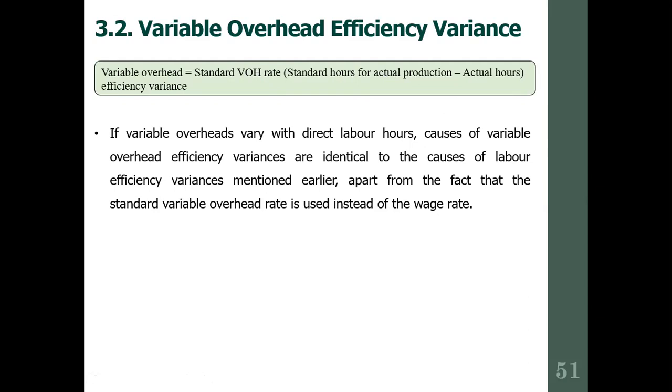If variable overheads vary with the direct labor hours, the causes of variable overhead efficiency variance are identical to the causes of labor efficiency variance mentioned earlier. So here, the underlying factor is the hours. So therefore, if something to do with the efficiency, it is exactly related to the direct labor variances as well. If variable overheads vary with the direct labor hours, causes of the variable overhead efficiency variance are identical to the causes of labor efficiency variances.